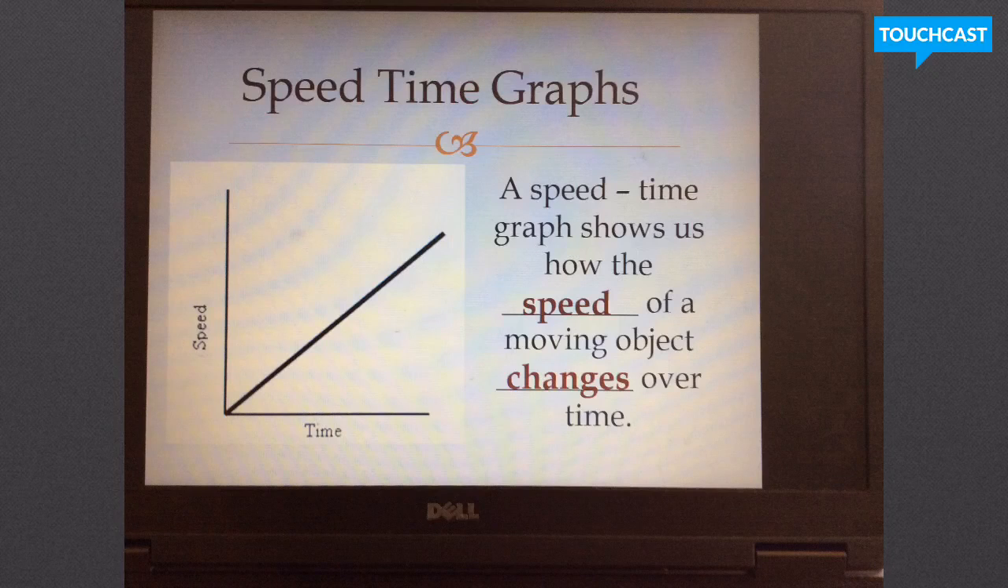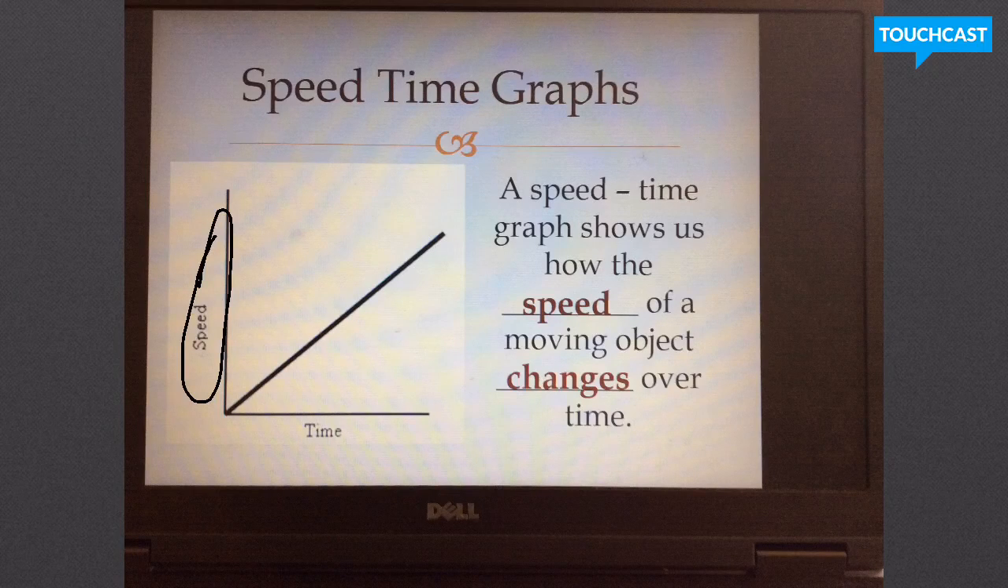Okay, remember what I said about the distance time graph. It's the same thing for speed time graph. The most important axis is the y. So notice how this one says speed. So on the front of your foldable, it says the speed time graph shows us how the speed of a moving object changes over time. Okay, so we're measuring the actual speed, or how fast the actual object itself is going.